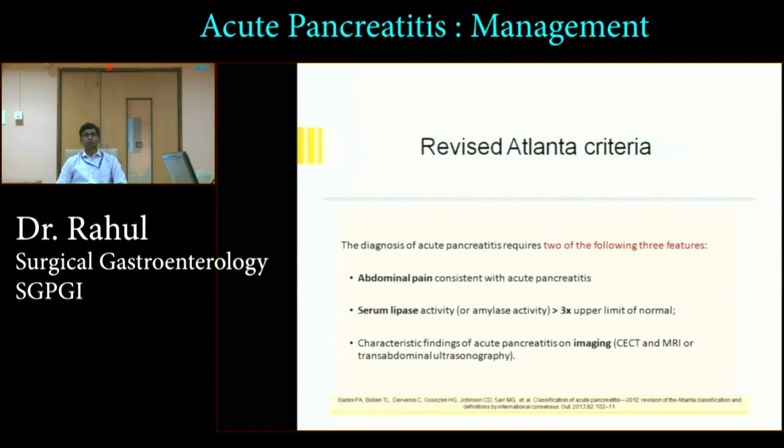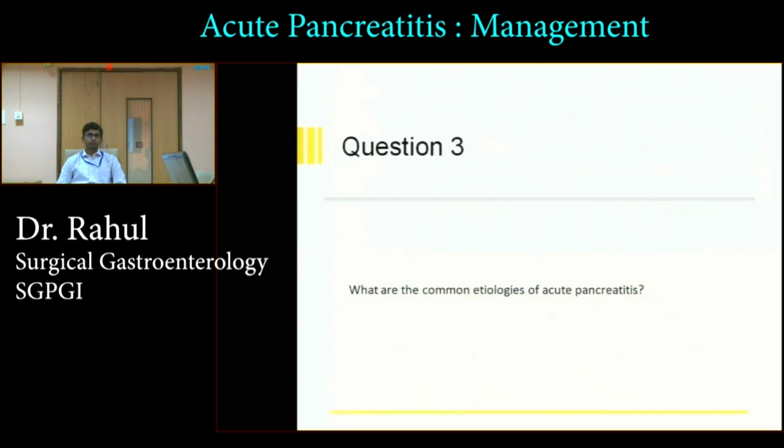And the third is, if serum amylase or lipase is not available, characteristic findings of acute pancreatitis on imaging, because ultrasound is widely available everywhere. If you do an ultrasound and features of pancreatitis are seen, which I will be discussing later on, then any two of these three criteria being present can be termed acute pancreatitis.